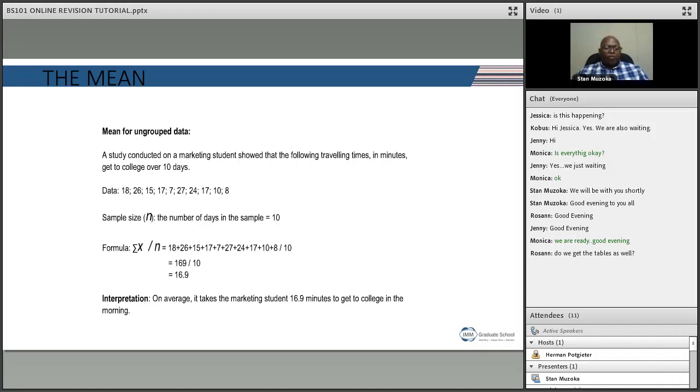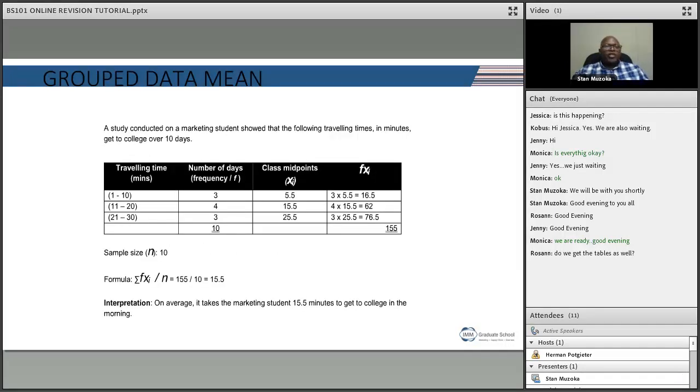You would always be advised to interpret your descriptive measures. On average, it takes the marketing student 16.9 minutes to get to college in the morning. So you would know that on average you're going to take 17 minutes. Therefore, you know how to prepare, what time to wake up, what to avoid, and what route to use if you should make it in time.